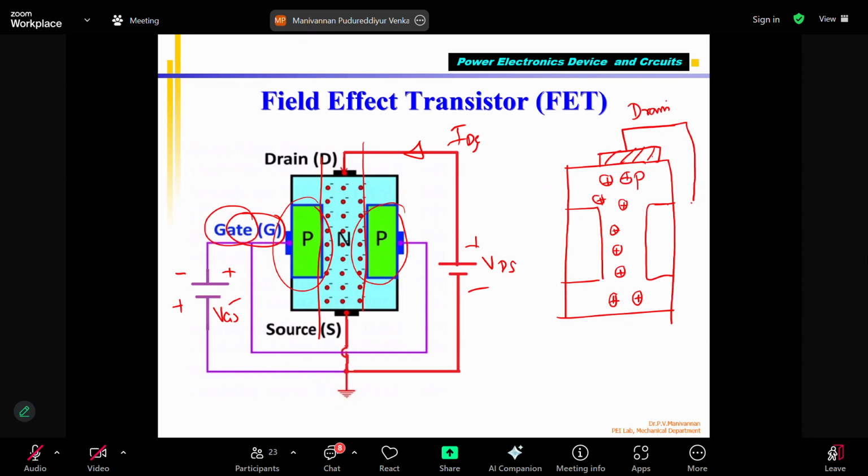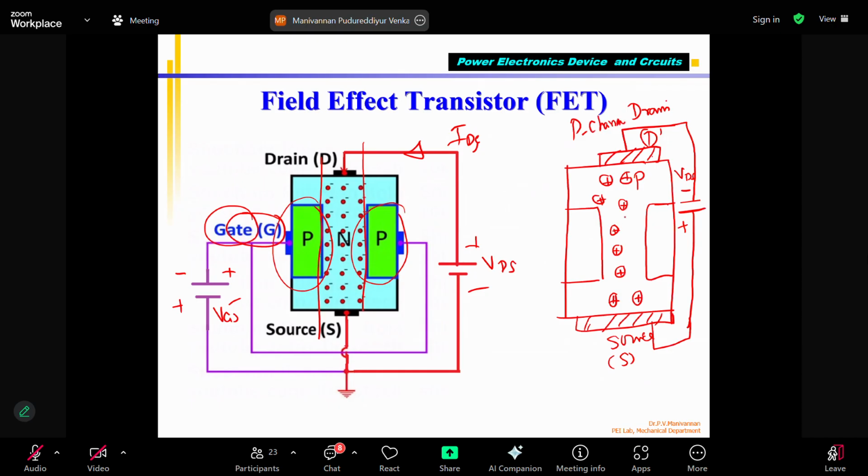Between this and the other contact, which is called the source, the other end is the source terminal, called S. This is called D. And we supply VDS minus, plus. Correct? This is VDS in the case of P channel.